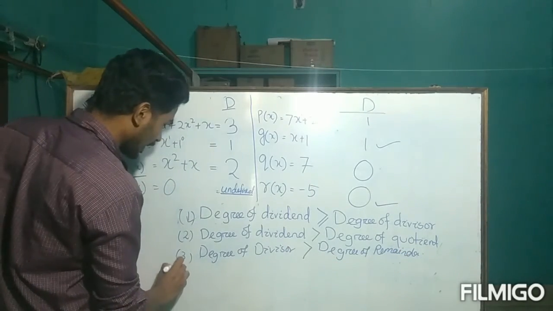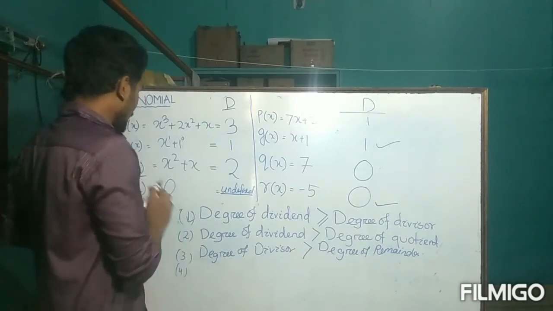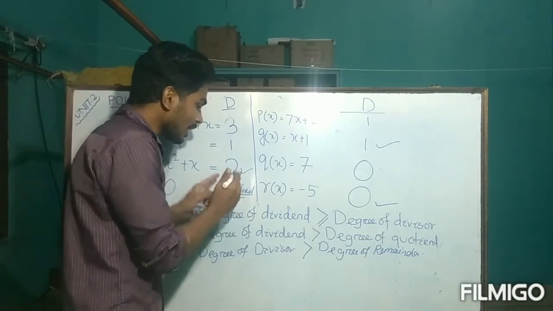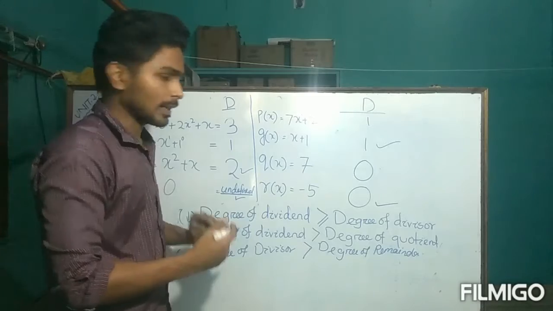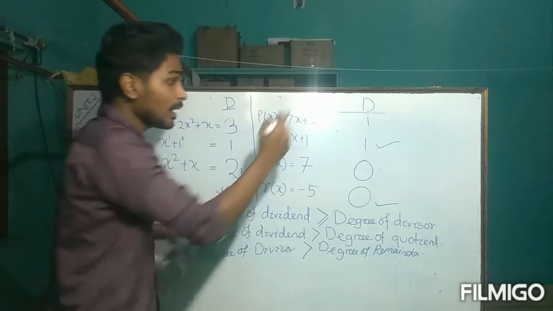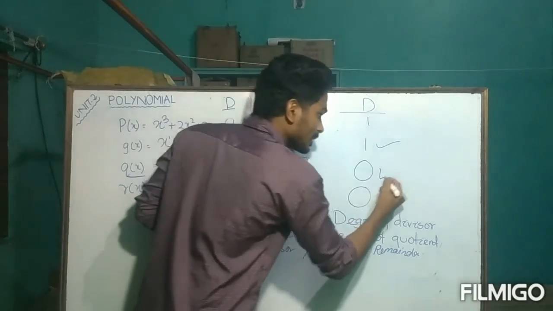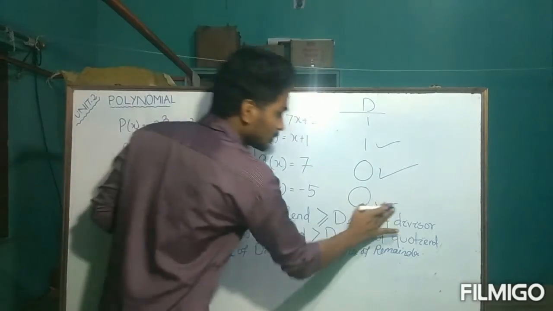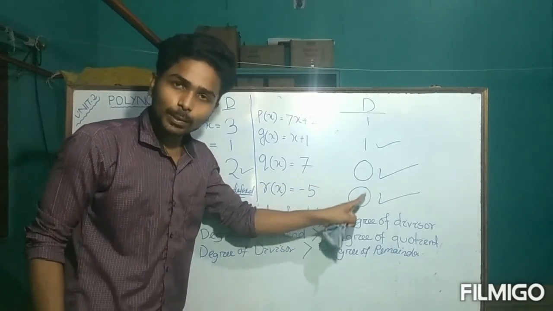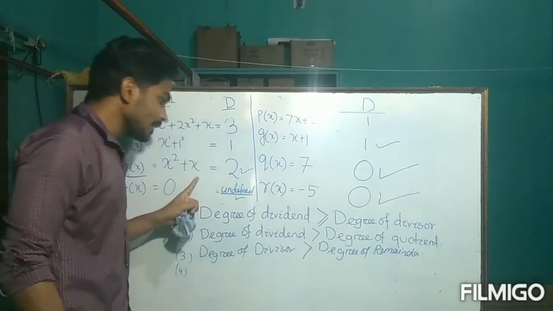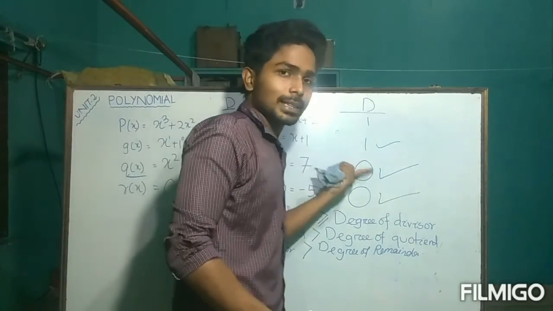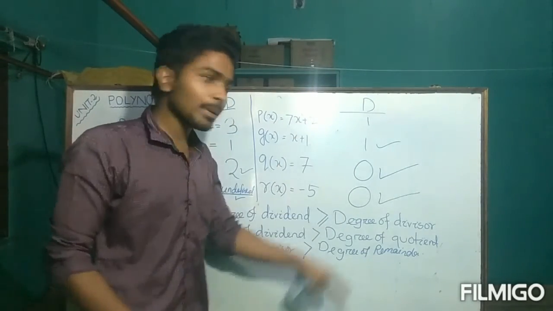Next is the fourth point. Here the degree of the quotient is 2 and the degree of the remainder is undefined, that means 2 is greater than undefined. So the degree of the quotient is greater than the degree of the remainder. But in this case, the degree of the quotient is 0 and the degree of the remainder is also 0, that means the degree of the quotient is equal to the degree of the remainder. Here we get greater than, and here we get equal to.